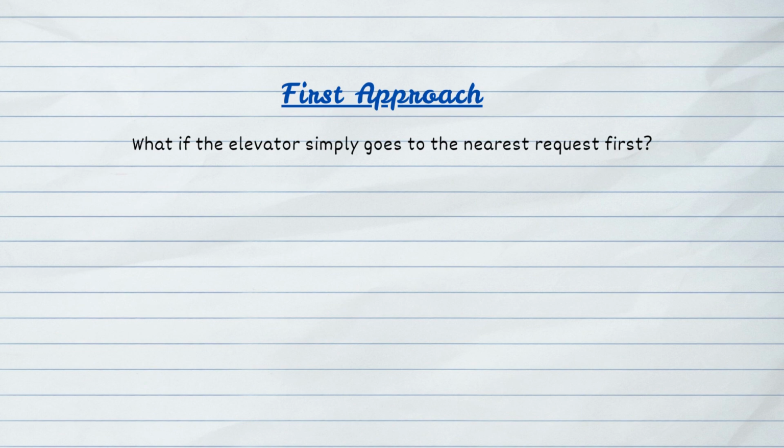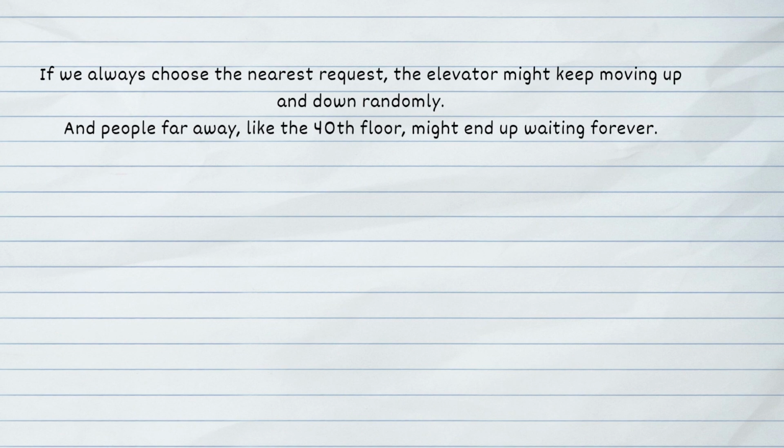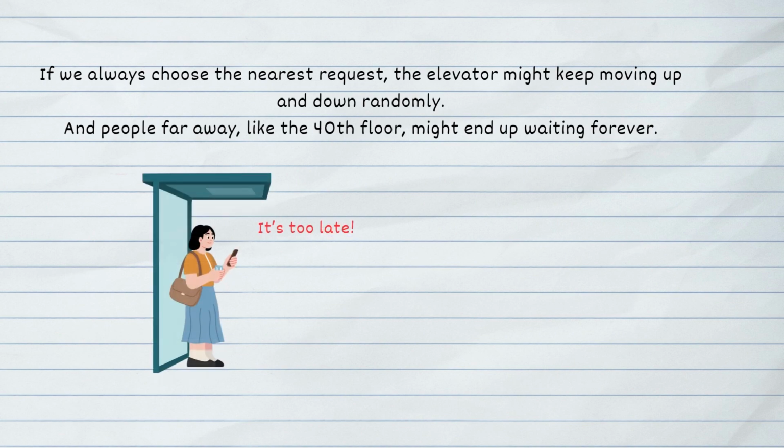Let's understand this with the help of an example. Imagine the elevator is currently at 10th floor, and suddenly new requests arrive from 11th, 12th, and 40th floor. If we always choose the nearest request, the elevator might keep moving up and down randomly, and people far away, like at 40th floor, might end up waiting forever. So, this approach is wrong.